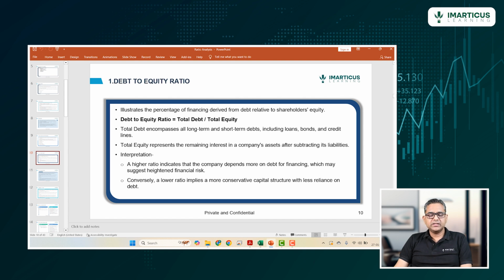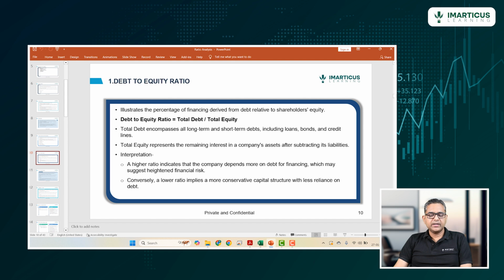So all of these forms of debt, all of these forms of interest-bearing obligations, encompass the total debt amount we have, and the total equity would include the company's assets after subtracting liabilities. So inside shareholders equity we have share capital, additional paid in capital, retained earnings, other comprehensive income, all of this part of total shareholders equity. We can also calculate total equity by simply reducing the liabilities from total assets.